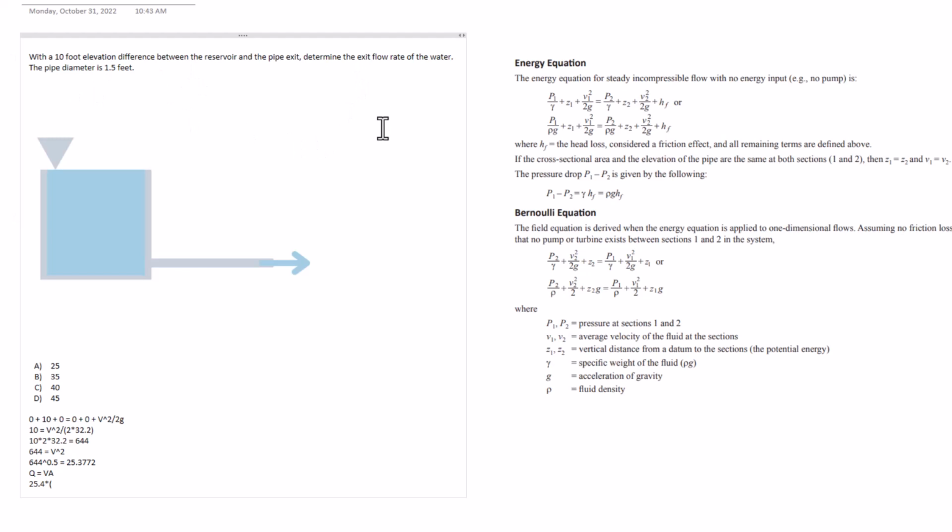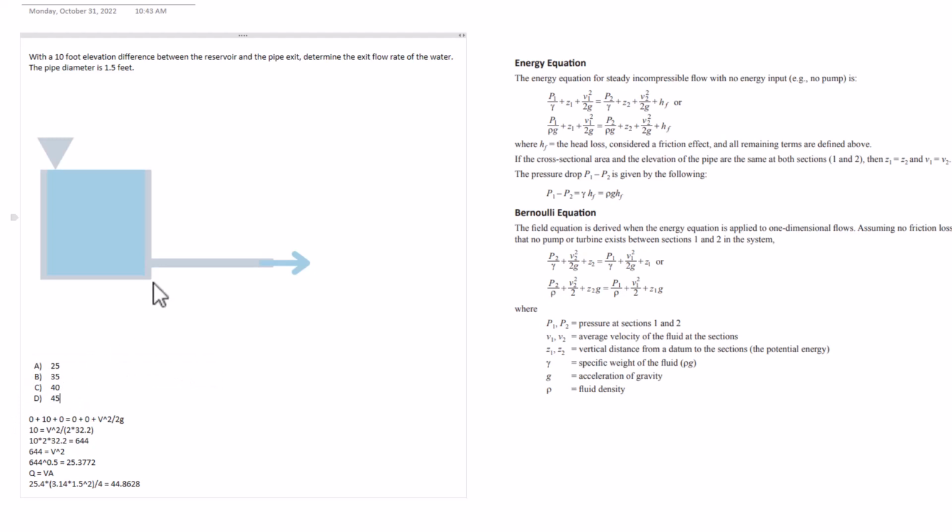And so we know that pi times the diameter squared over 4 is going to equal our total area. We multiply that by the velocity and we get an answer of 44.86, so 45. So it looks like answer D in this case.